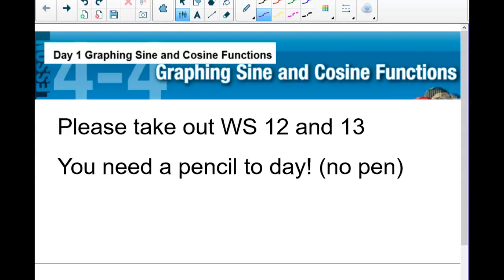This is worksheet 12 and 13. And I'm hoping you've all seen the sine and cosine graphs before, but we're going to talk about where they come from for just a second.